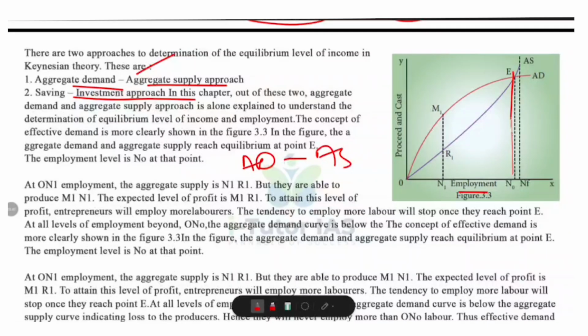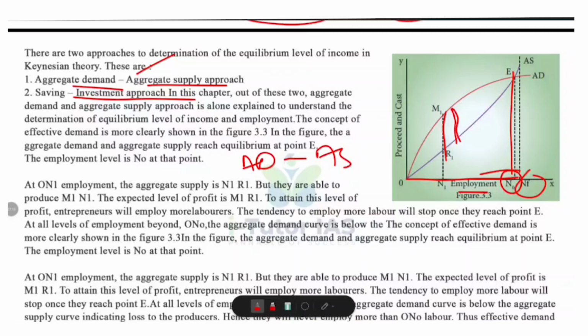This point is ON, this point, okay, ONO. And aggregate supply at ONO is NI minus RI. But firms can actually produce M1 minus N1. Okay, so expected profit is M1 minus R1. This one is the expected profit here. So entrepreneurs will hire more workers until point E, because hiring more increases production and profit.